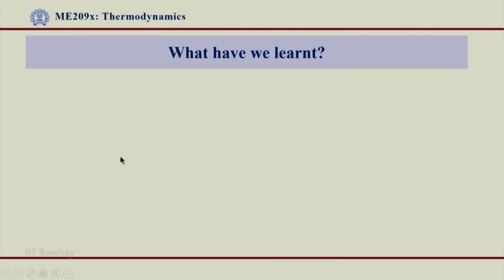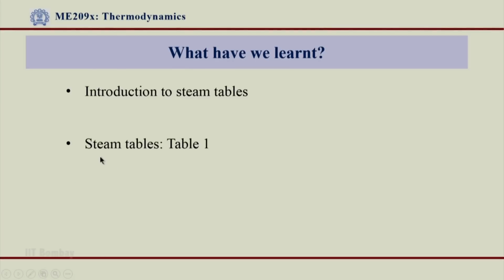So, what have we learned till now? We just saw the steam table, we went through the steam table and saw table 1, table 2 and table 3, just the titles. And what we have seen now is steam table, table 1, we have understood the concept of temperature as a base and pressure as a base. Thank you very much.